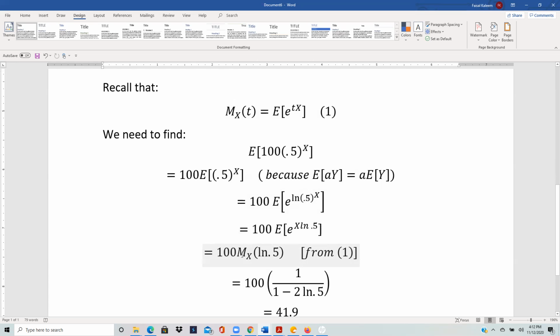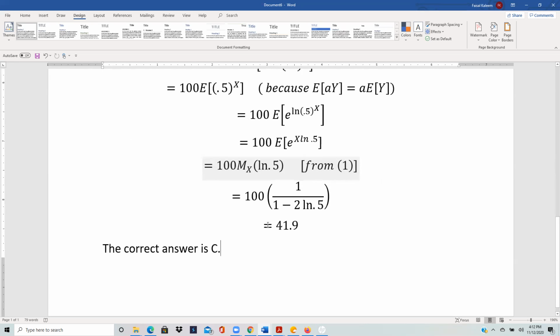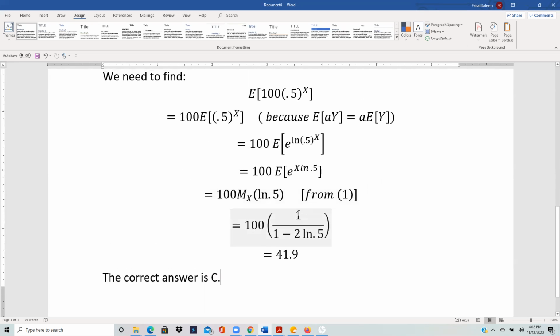So we just now need to calculate the moment generating function at ln 0.5. We have the general expression at t, it is 1 over 1 minus 2t. So at ln 0.5, it will be 1 over 1 minus 2 ln 0.5. Substitute ln 0.5 in place of t, and that gives 41.9, which is choice C.